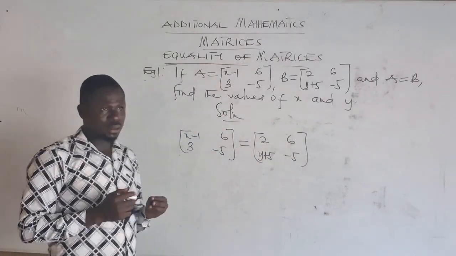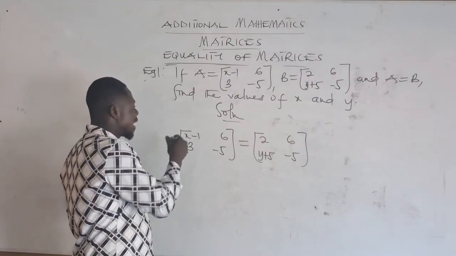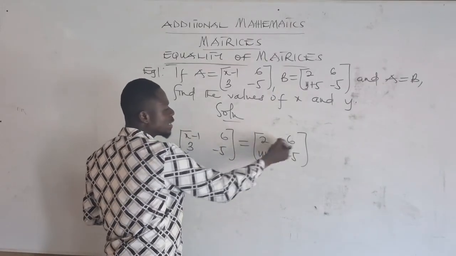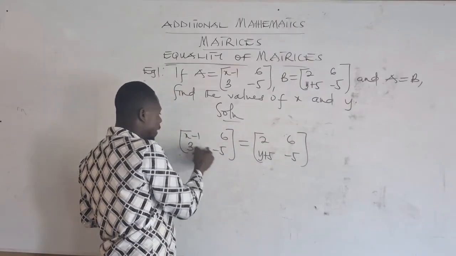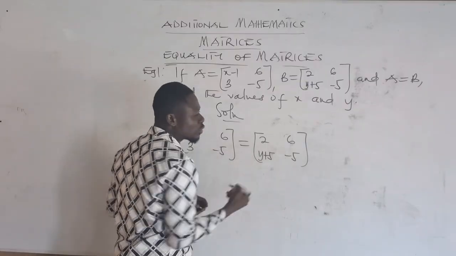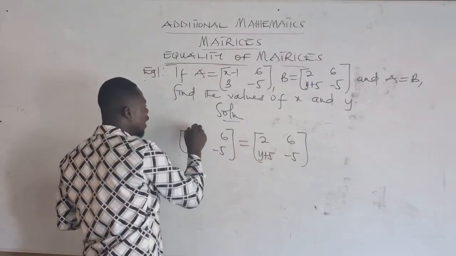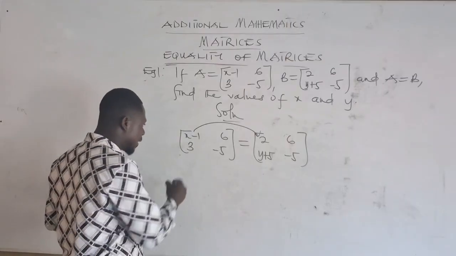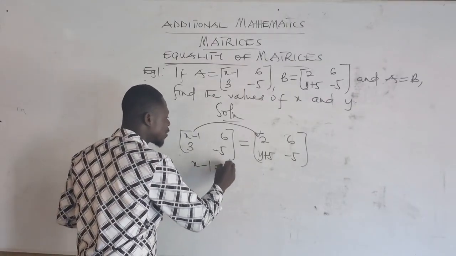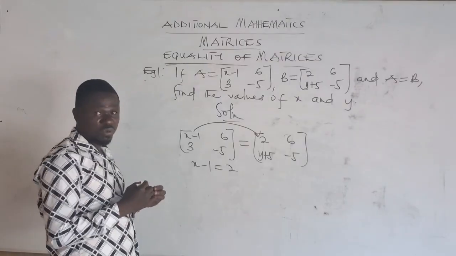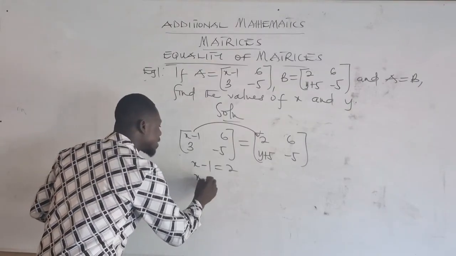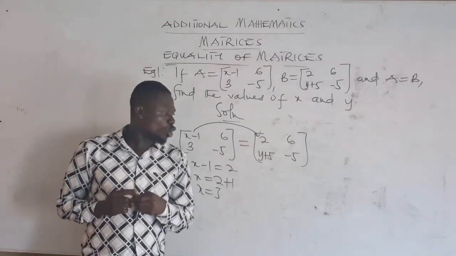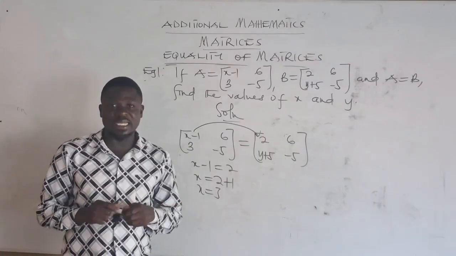The moment this is done, it means that the element in the first row, first column should be equal to this. This one is equal to this. That's why 6 is 6. The 3 is equal to this. The negative 5 is equal to the negative 5. In that case, we will equate this one to this in order for us to find the value of x. By so doing, we will have x minus 1 is equal to 2. By simple grouping of like terms, we are going to have x is equal to 2 plus 1, and our x is 3. So we have been able to find the value of x, and it is 3.